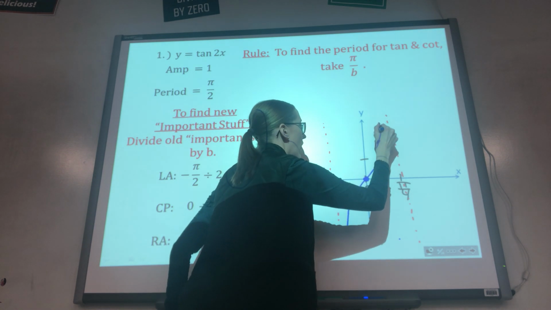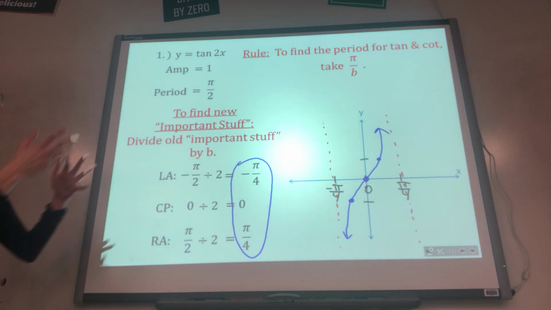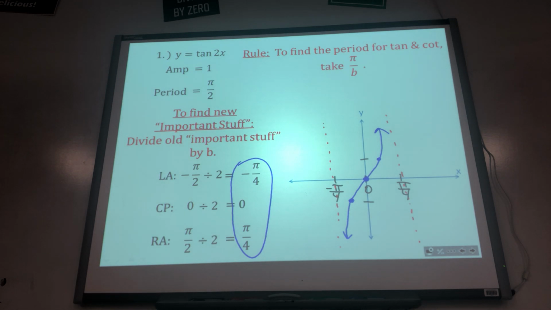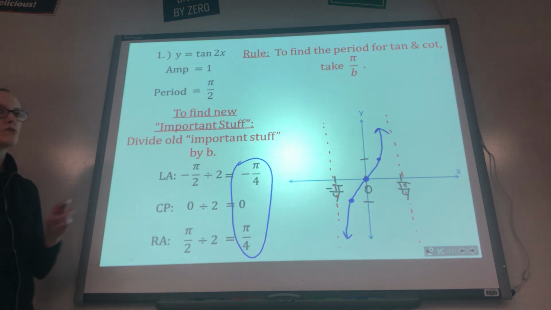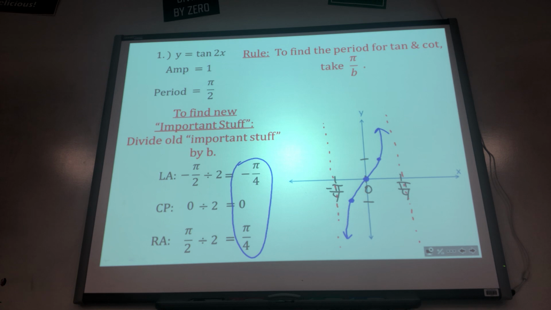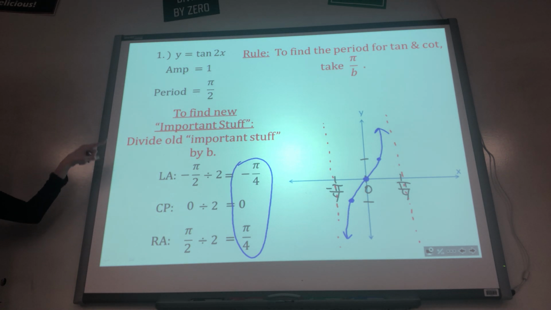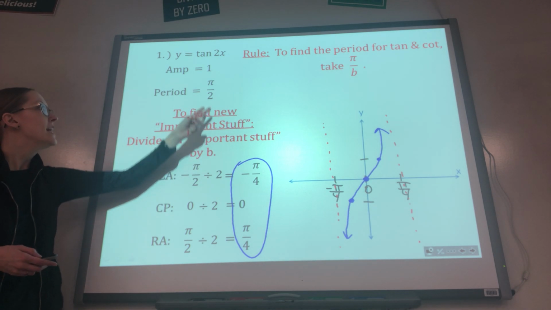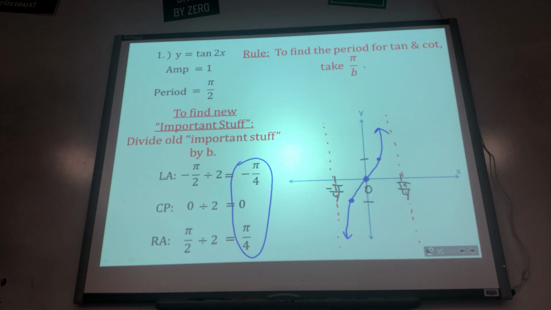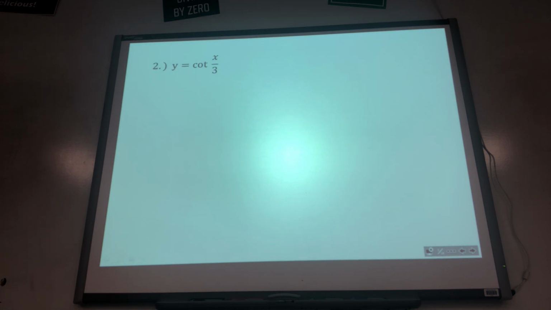So again, do draw the dotted lines. That way you know what you have to stay between. But that would be it for number 1. Pretty much the only thing that was different was where those asymptotes were. Okie doke. Questions about that? To summarize, you always take the old stuff divided by b if your period changes. It used to be pi, so if it's something other than pi, then you have to go through those steps.